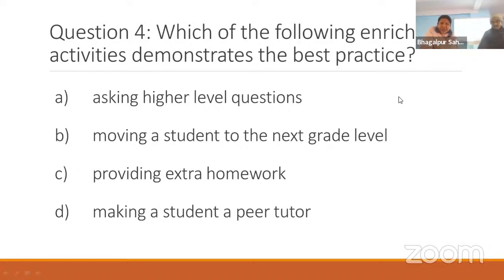So now you can tell what is the correct answer. Okay, Satyendra Kumar D, Manju Kumari D. So yes, the answer is D. I just wanted you to get confused. B option, moving a student to the next grade level. Please, there's a catch. Next level नहीं लिखा हुआ है, grade level लिखा है. तो क्या हम उसको दूसरे grade में ही भेज देते हैं? No. So we make a student a peer tutor.